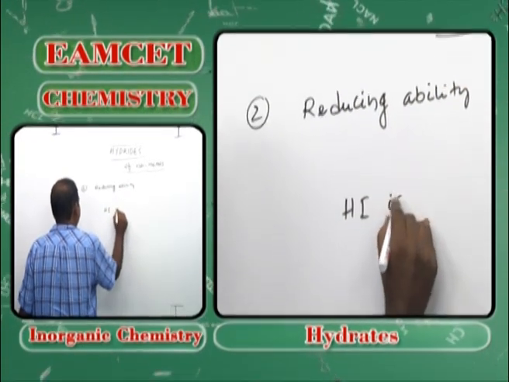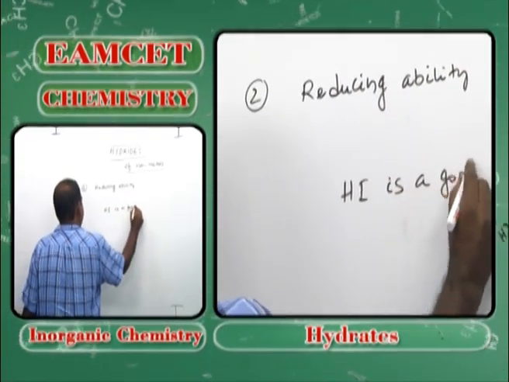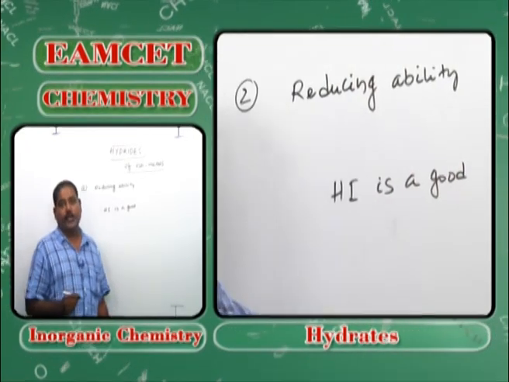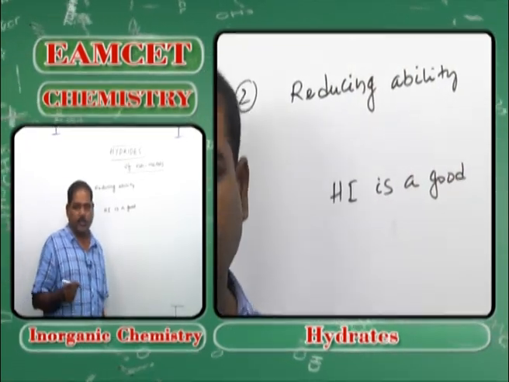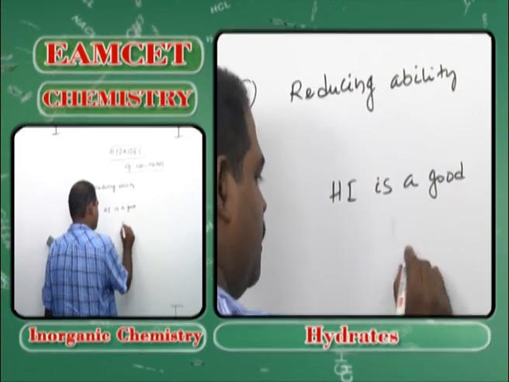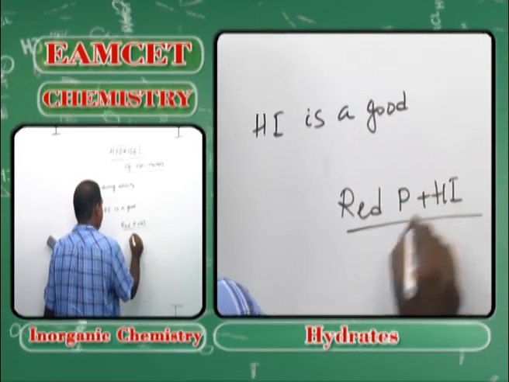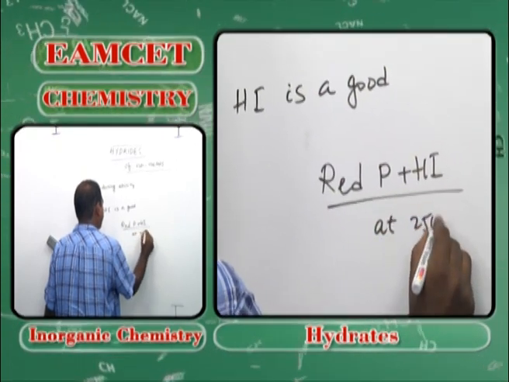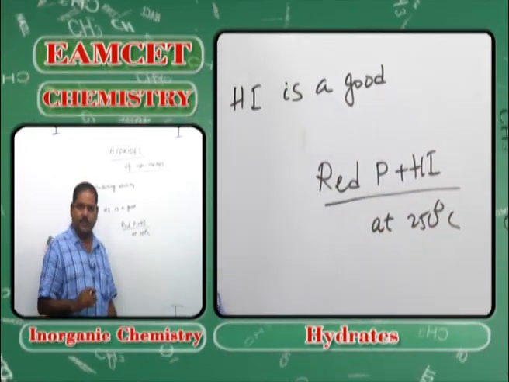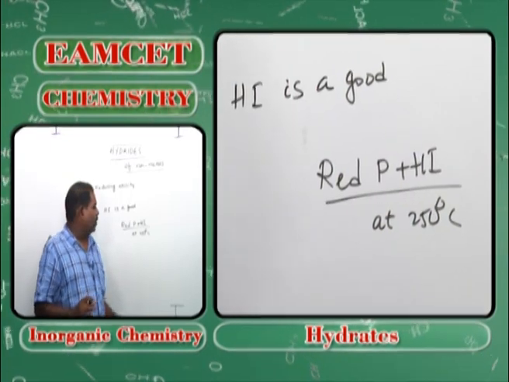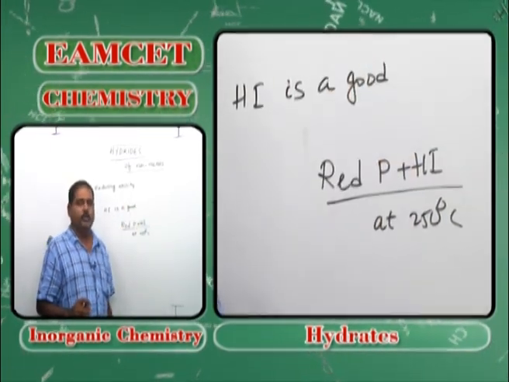HI is a good reducing agent. In fact, the most powerful reducing agent as far as organic reactions are concerned is red phosphorus plus HI at 250 degrees centigrade. All oxygens are converted to H2O. All oxygens go out from a molecule.